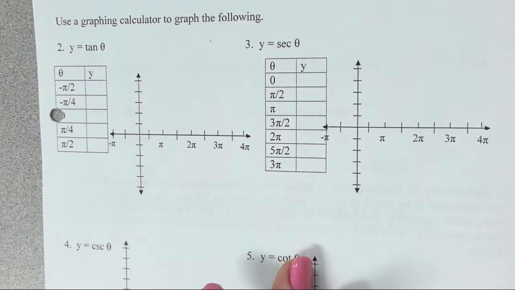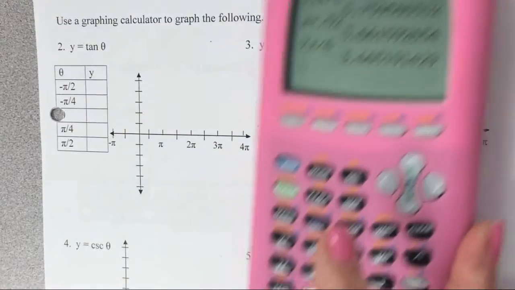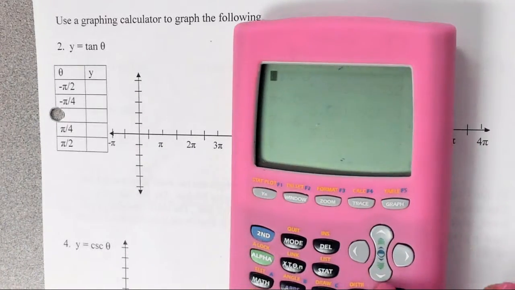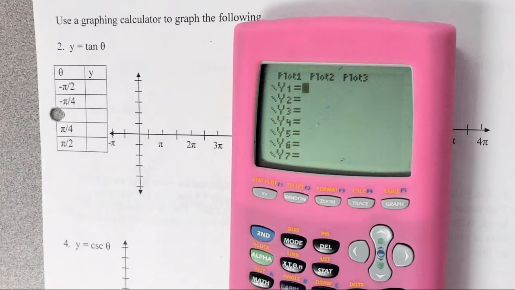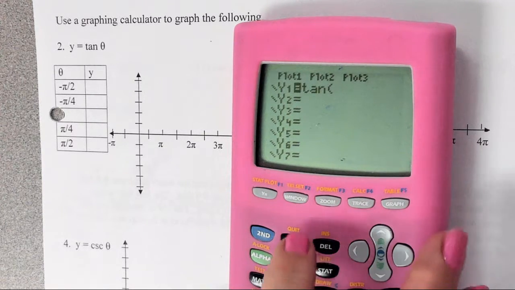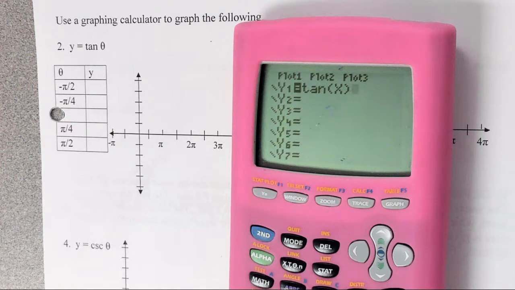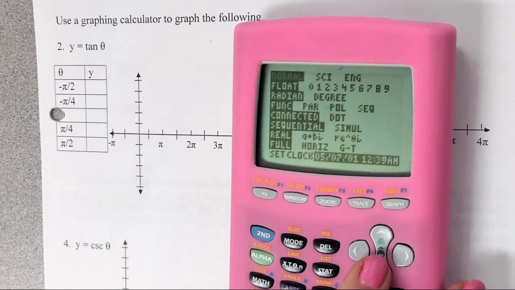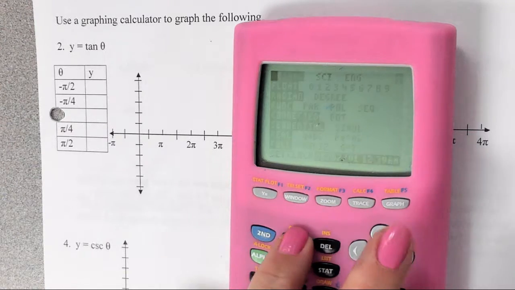How do we graph the tangent graph? Well, it tells us to use our graphing calculator. So just turn on your graphing calculator. If you have anything in there, just clear it all out. Go to y equals. And you're going to type in tan x. When we're graphing the trig functions, we want to always check our mode. It's best if we're in radians.